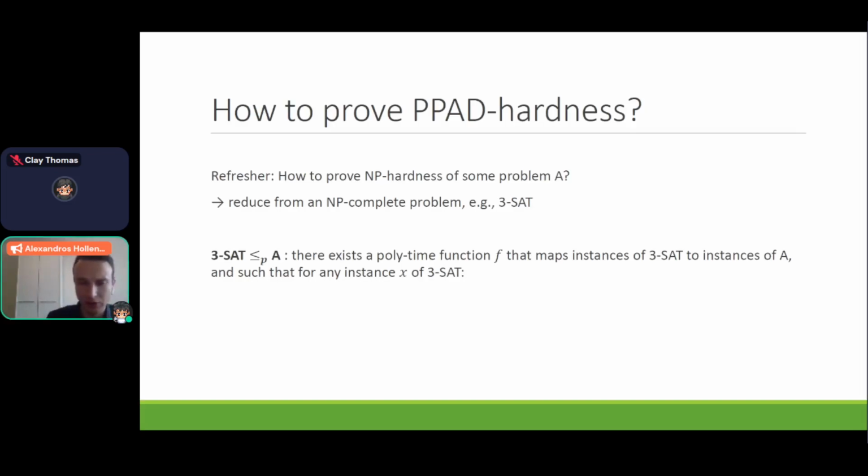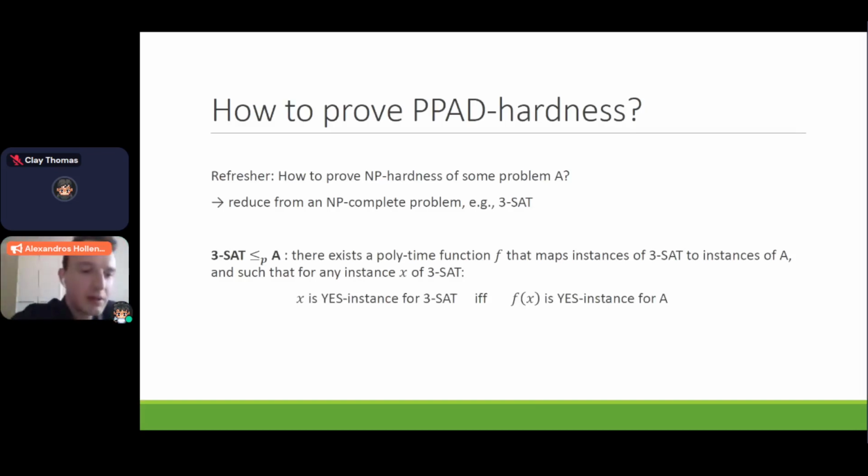And we want the following thing to hold. If some instance x is a yes instance for 3-SAT, that must be the case if and only if f of x is a yes instance for the problem A that we care about. All right, and the intuition here is if we can solve A in polynomial time, then we can solve the 3-SAT problem in polynomial time.